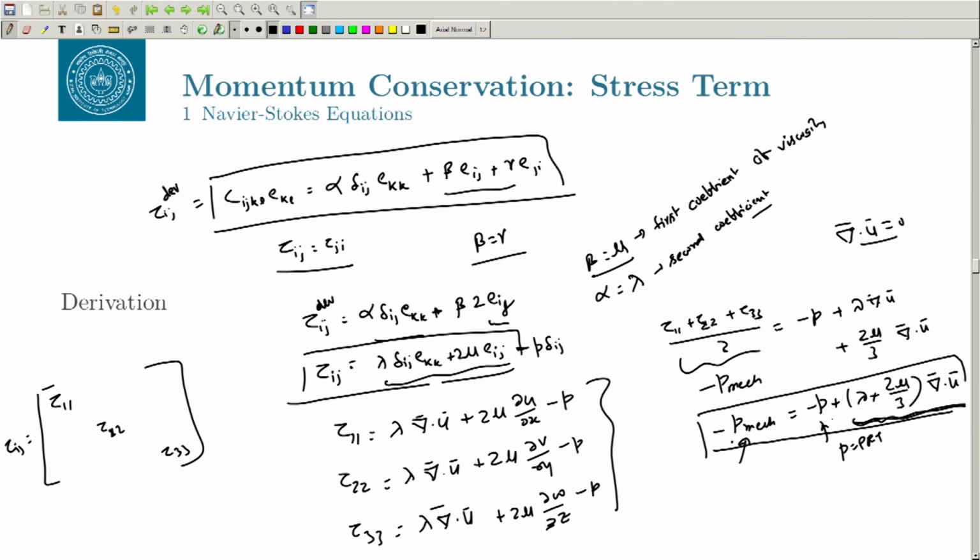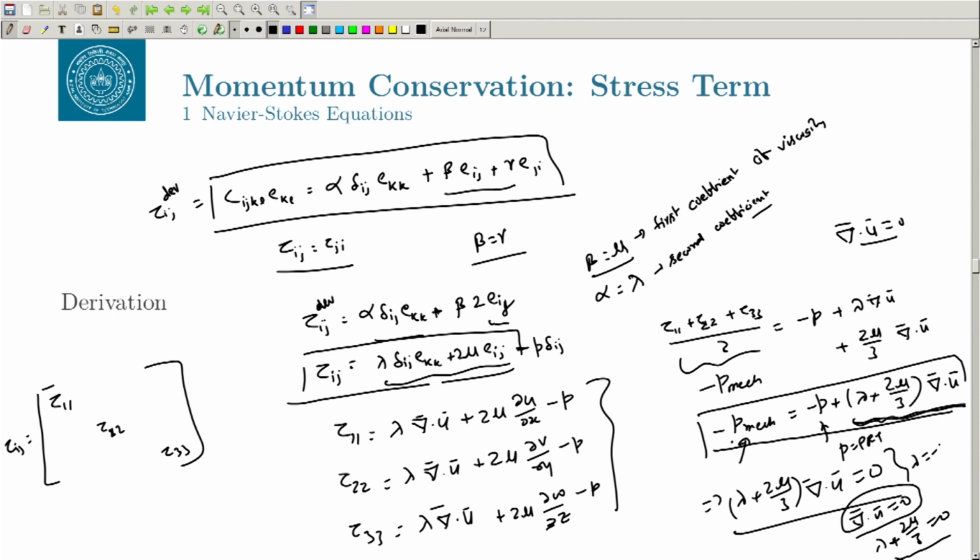But in most cases, in our normal situations, first of all, if the translational mode of energy is the only important one, and the other thing is if the change in the system is not very fast, then your p mechanical may be equal to p, and in that case you can write lambda plus 2 mu by 3 del dot u is equal to 0, right. Now, here two things: either del dot u equal to 0 or you have lambda plus 2 mu by 3 equal to 0. The first is anyway valid for incompressible flow, where it will go to 0. In other cases you get lambda plus 2 mu by 3 equal to 0, that gives you lambda equal to minus 2 mu by 3.